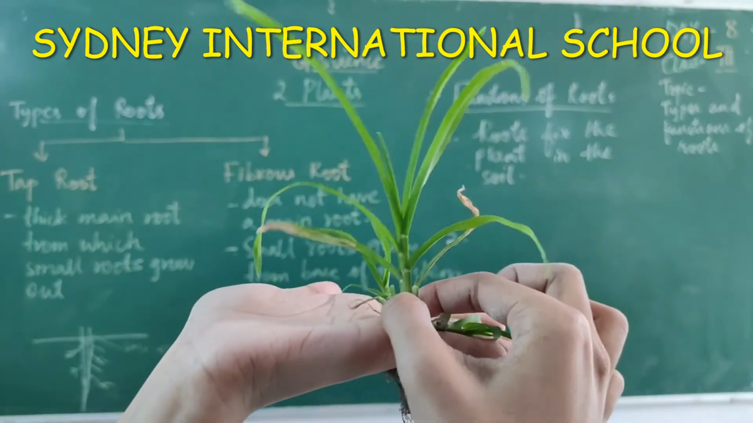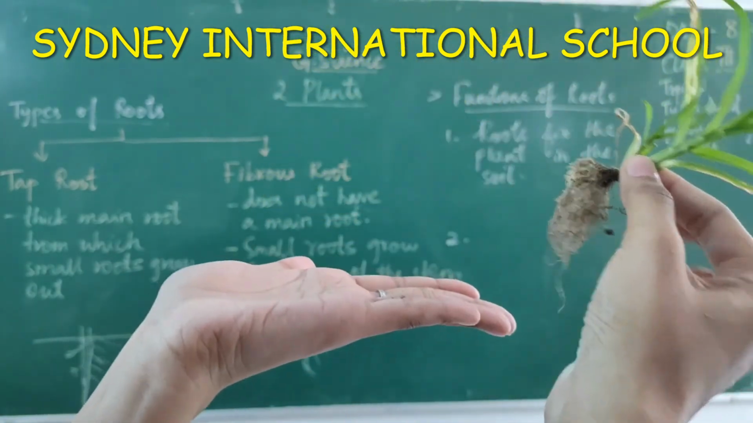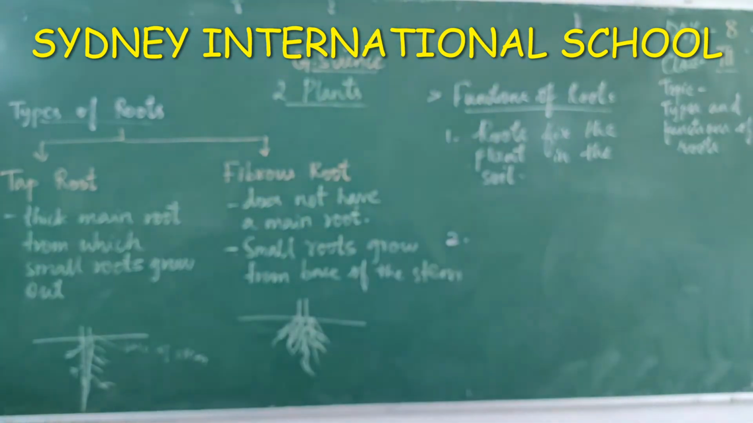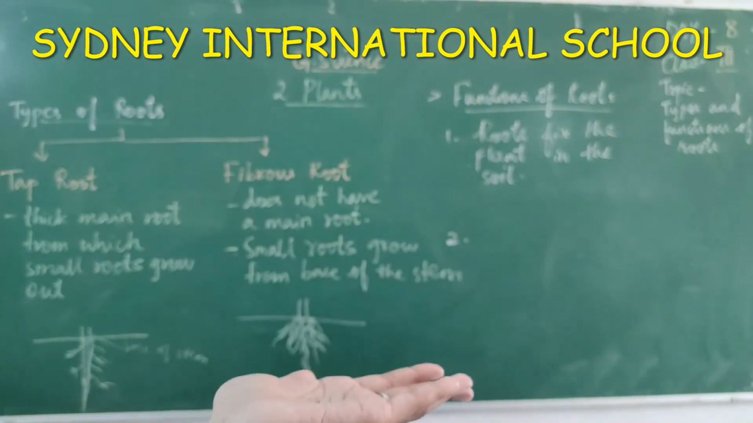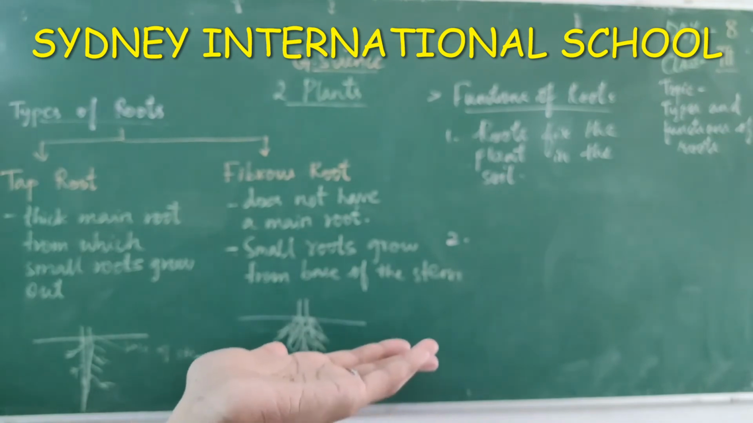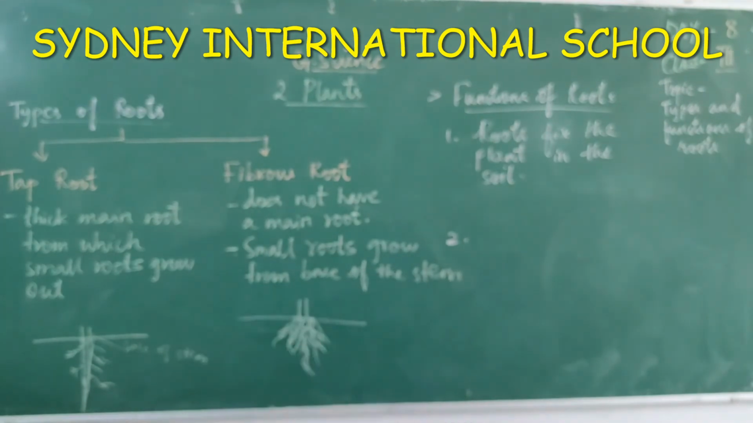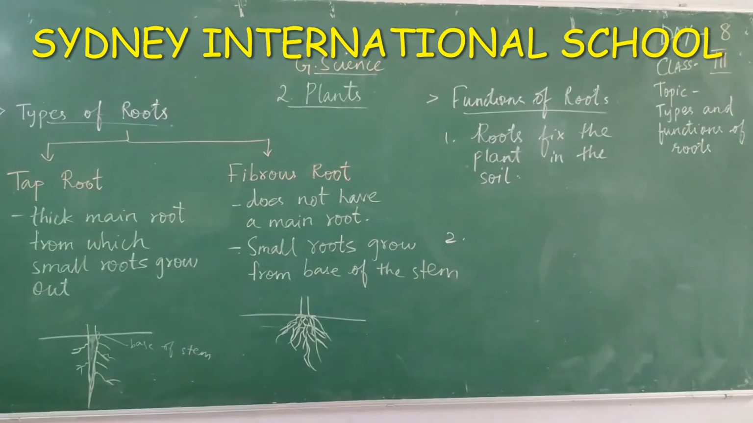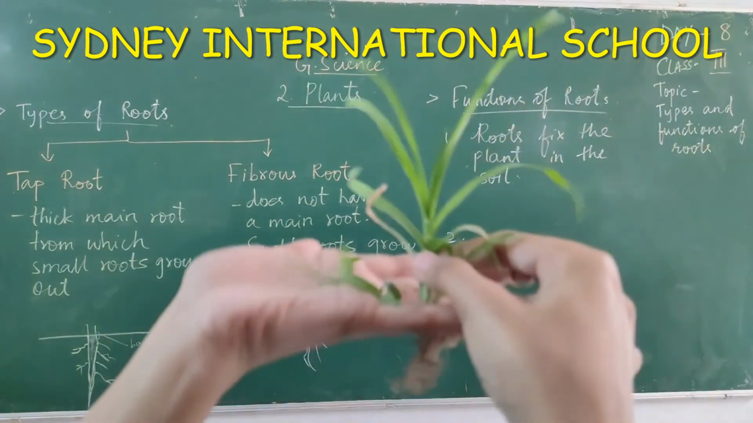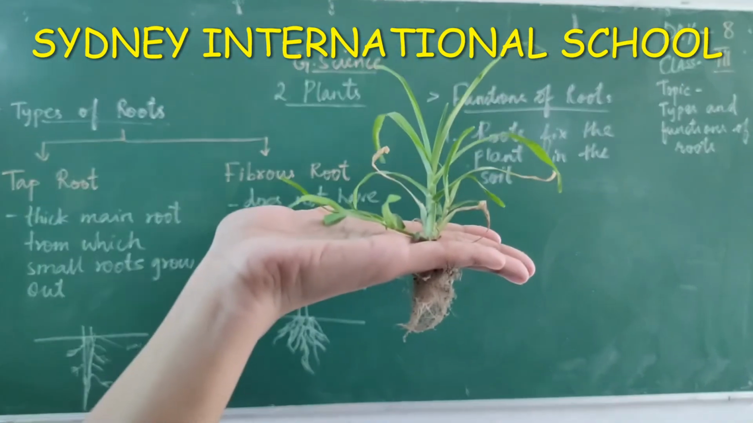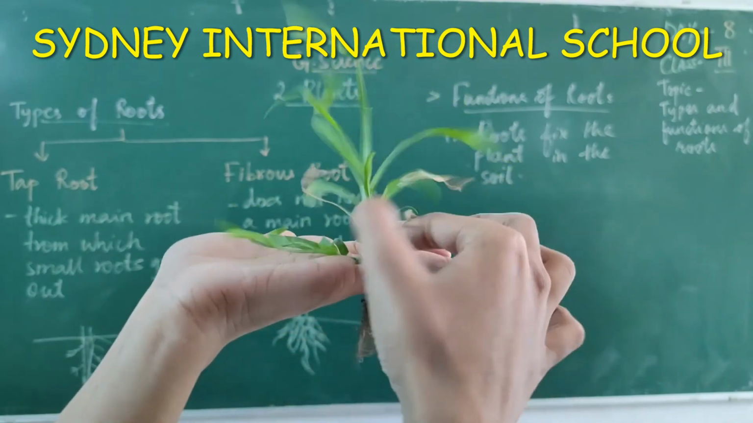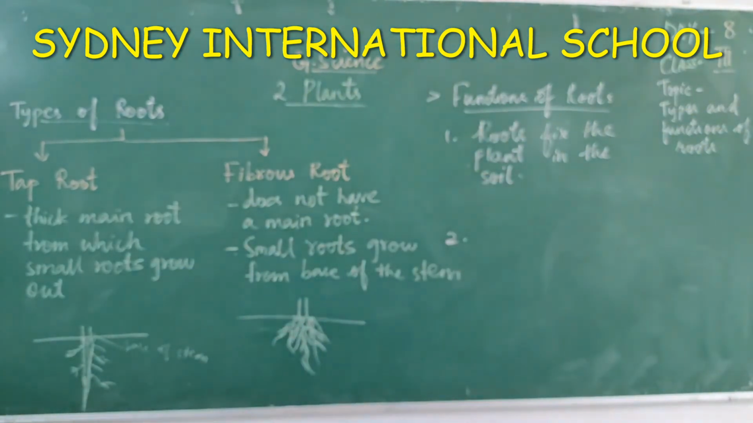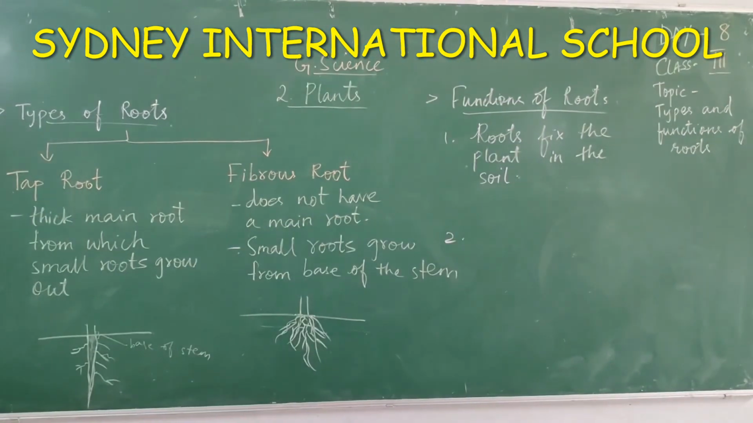But if we pull the plant out of the ground and keep it like this, it will fall down and it will not grow. It will not get any support. So that is why we are saying the roots fix the plant in the soil. If we take it out, it will fall down and it will eventually die. So roots fix the plant in the soil is the first function. Second, they help the plants to absorb water and minerals from the soil.